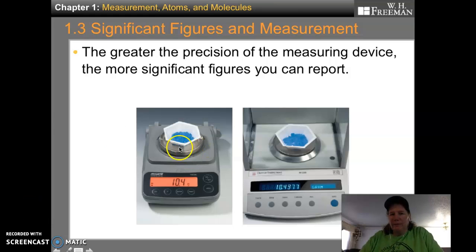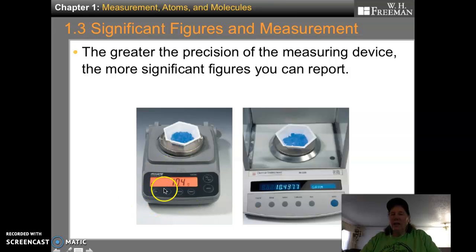Here's an example. If I'm measuring this amount, this is a scale, so I'm measuring mass. See how it's 10.4. This is how I would write down my measurement, and I would have three significant figures. I went one past the decimal here. If I had this scale, which is more accurate, I'd write it down as 10.4977. And the reason I can do that is this instrument is more accurate than this one, and so these numbers are more significant. So then when I do a calculation, I can add more numbers to my calculation.